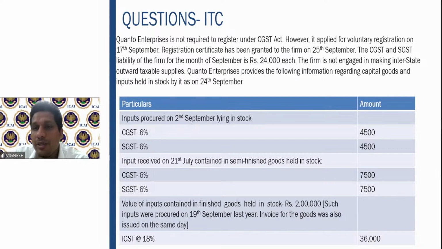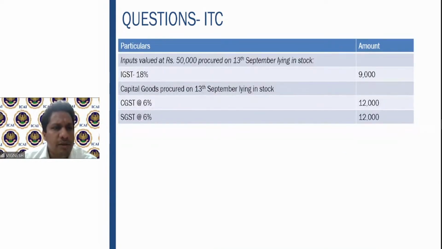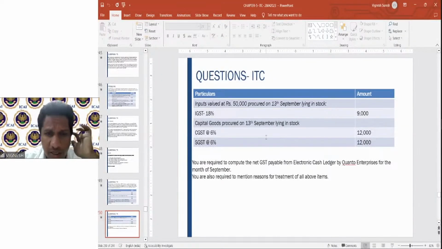It provides the following information regarding capital goods and inputs held in stock as on 24th September. Inputs procured on 2nd September, lying in stock, CGST 6%, SGST 6%, 4,500 each. Inputs received on 21st July contained in semi-finished goods held in stock, CGST 7,500, SGST 7,500. Value of inputs contained in finished goods 2 lakhs. Such inputs were procured on 19th September last year. Invoice for the goods also availed on the same day. IGST is 36,000. Then inputs valued at 50,000 procured on 13th September, lying in stock, IGST 9,000. Capital goods procured on 30th September, lying in stock, CGST 6%, SGST 6%.